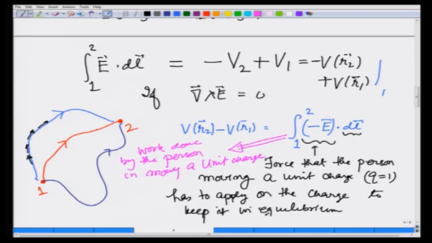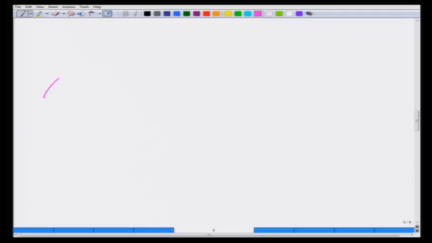So, potential difference between points 2 and 1 is the work done by an external agency or a person in moving the charge, keeping it in equilibrium, in moving it from 1 to 2. Let us recap it. If I am given 2 points and a person moves a charge from point 1 to point 2, this is given as minus E dot dl from 1 to 2.